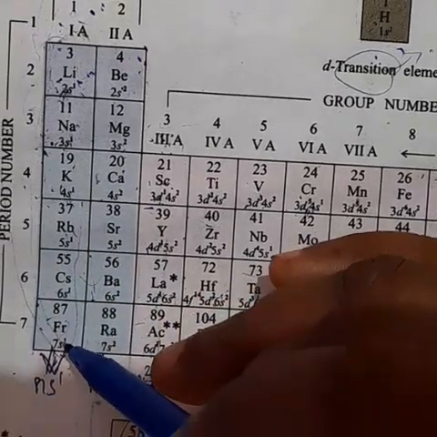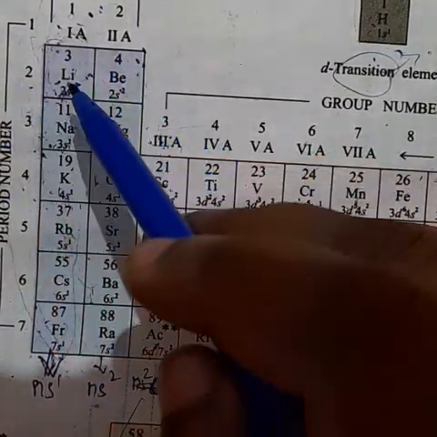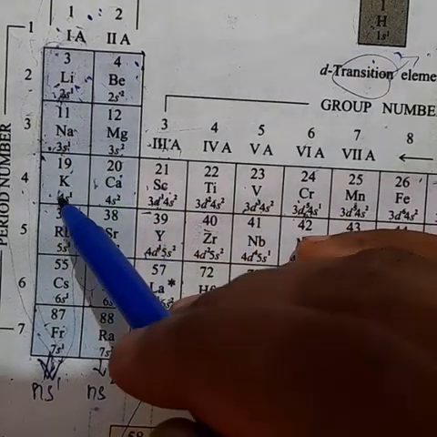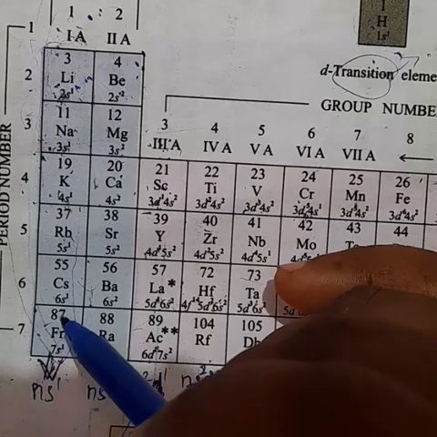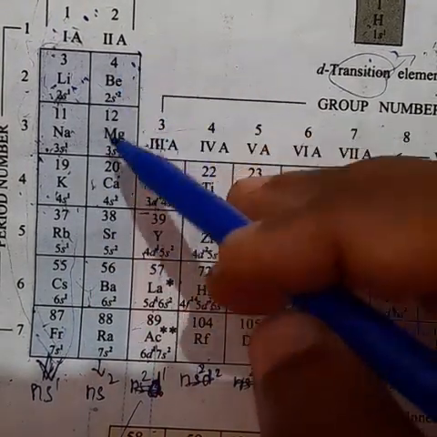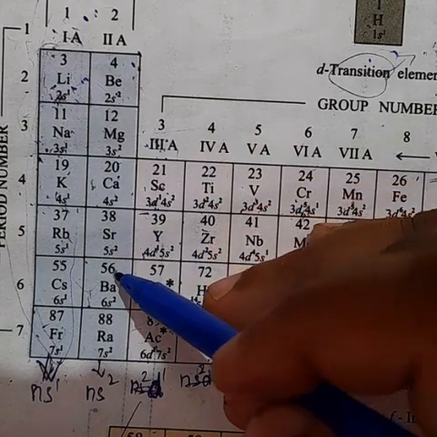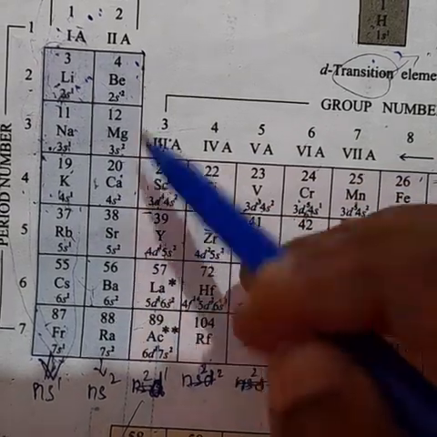Okay, and you should study the atomic numbers also. Lithium 3, sodium 11, potassium 19, rubidium 37, cesium 55, francium 87. Also the second group elements: beryllium, magnesium, calcium, strontium, barium and radium. You should study these two groups of elements.